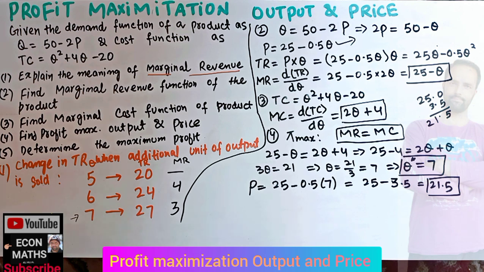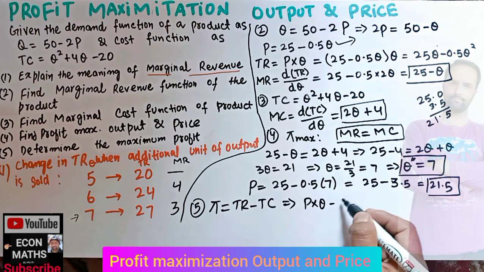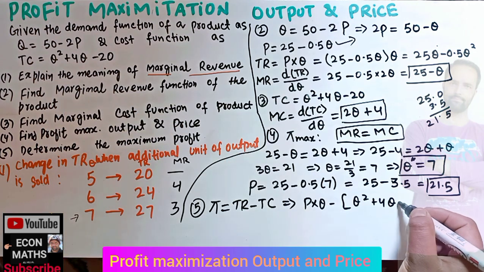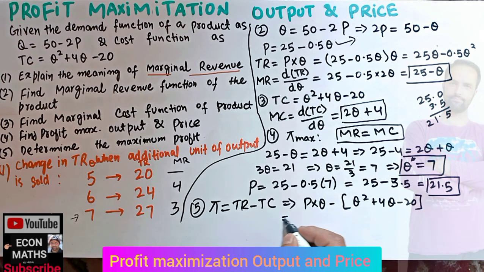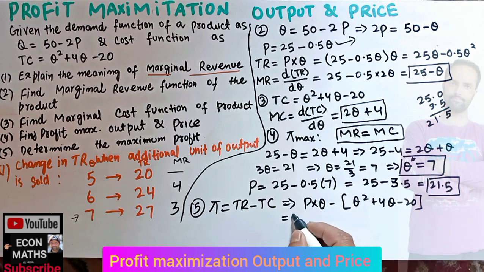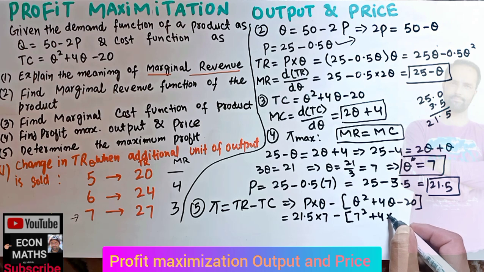Now we need to find out the maximum profit. The fifth part is to find the maximum profit. So what is maximum profit? We know profit is equal to total revenue minus total cost. Total revenue is price into quantity, minus total cost, which is given as q square plus 4q minus 20. So price into quantity is 21.5 into 7, minus 7 square plus 4 into 7 minus 20. Okay, so let's solve this.